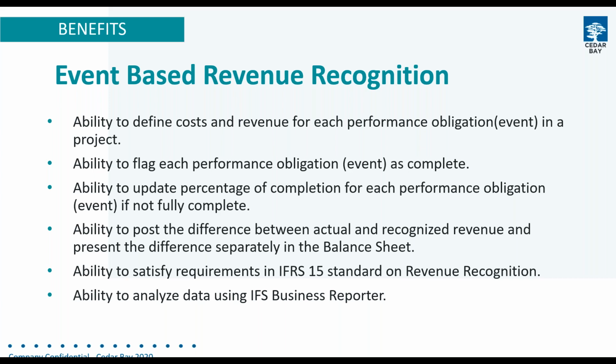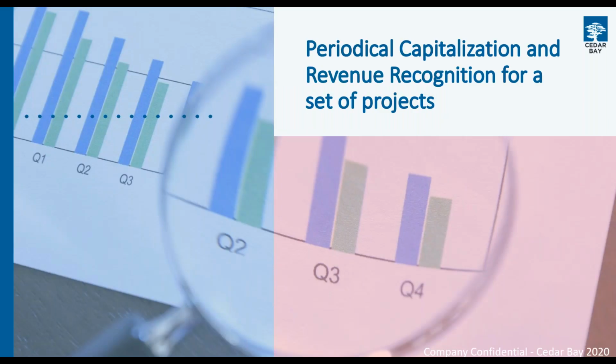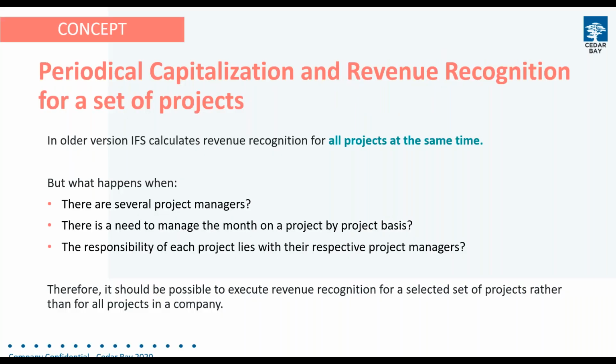All right, so we'll move on to the next bit. Now, this is again within the project functionality. So we're going to go on to talking about periodical capitalization and revenue recognition for a set of projects. Now, I think this is some really cool functionality, and I know for a fact that some of you might really look forward to this one. In older versions of IFS, IFS used to calculate revenue for all the projects at the same time. Now, imagine if you have multiple managers, or you've got many timelines on your project, or even imagine you've got 50 different managers who own 50 individual projects. Now, given the level of coordination that would require, it would be a brilliant function to select the project that you actually want to calculate for.